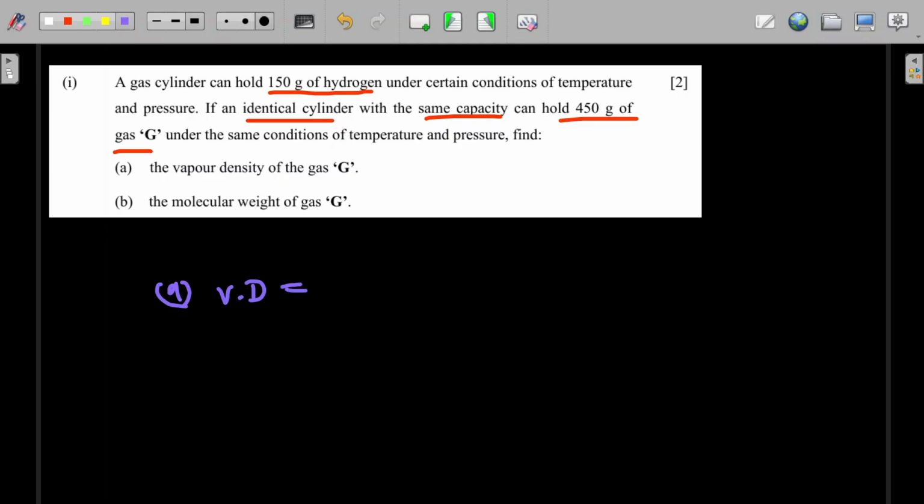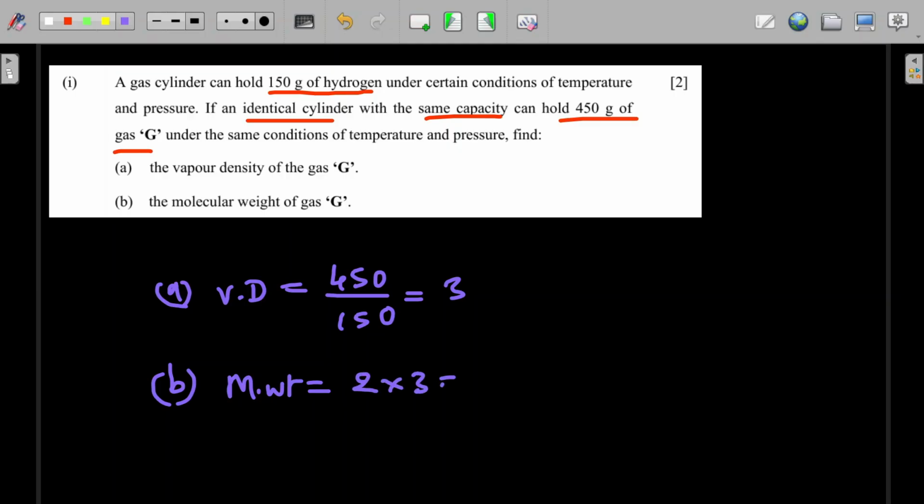So 3. You have to show the calculation: 450 by 150. And molecular weight: molecular mass is equal to 2 into vapor density. So 2 into 3, 6.